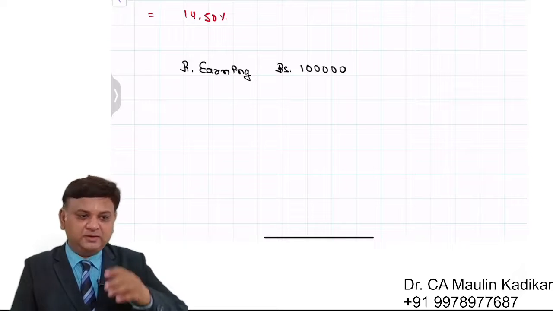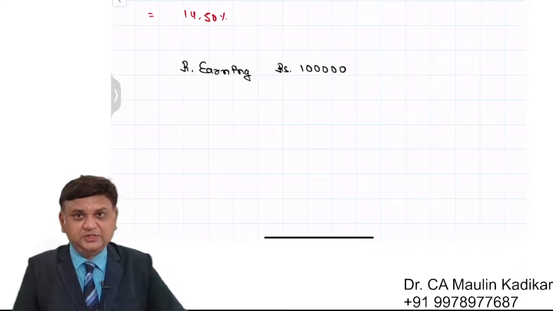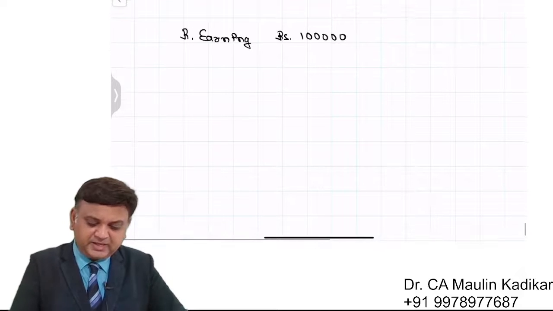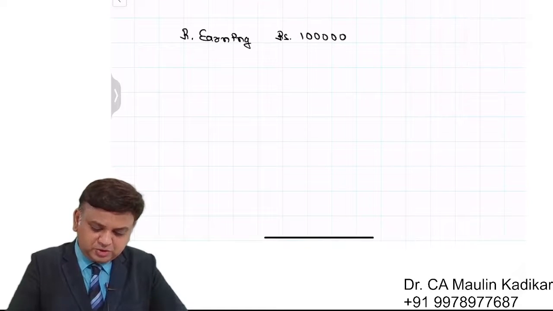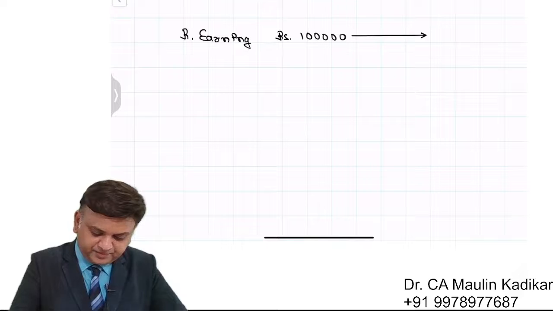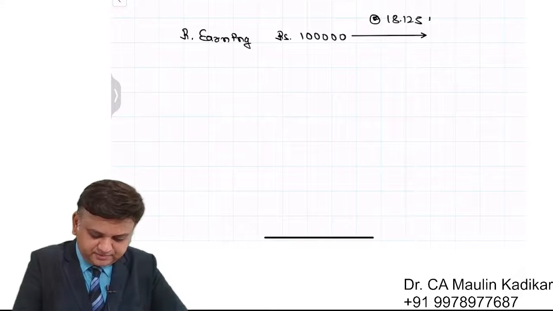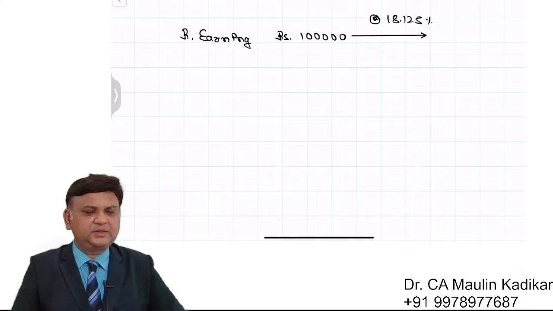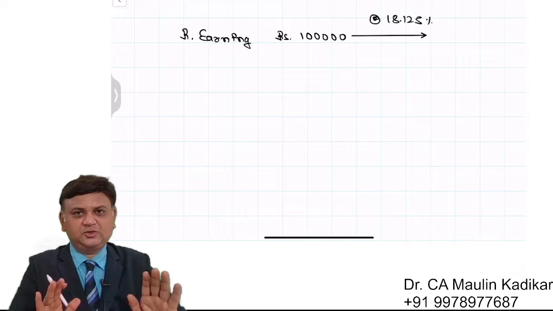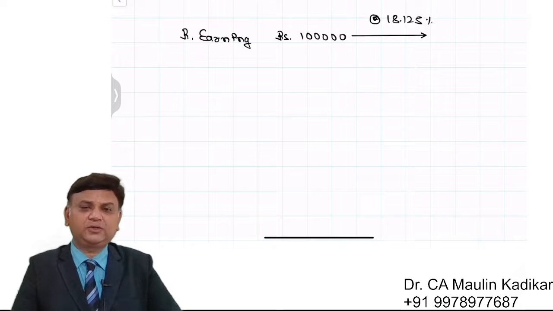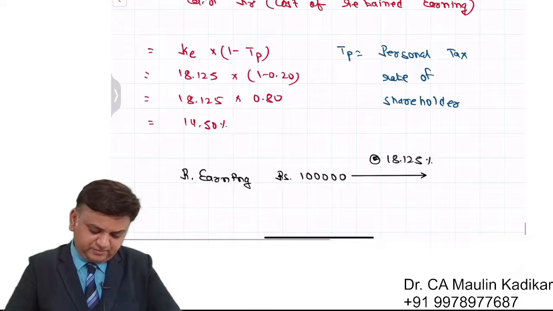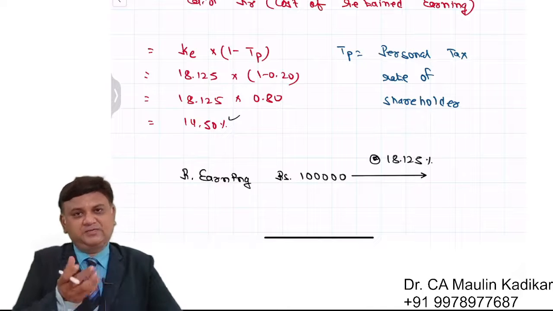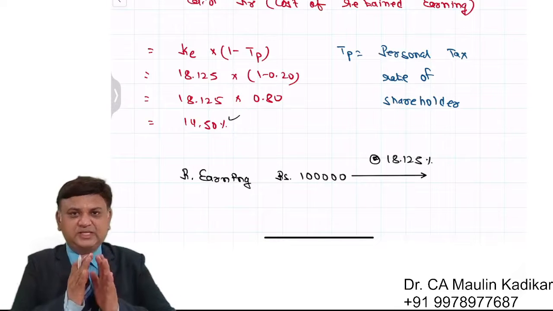Shareholders are expecting, listen carefully, that on this amount you should give return to us at the rate of 18.125%. However, this calculation says that no, the cost of the retained earning to the company is 14.5. Let us understand why. I hope that everybody is clear.